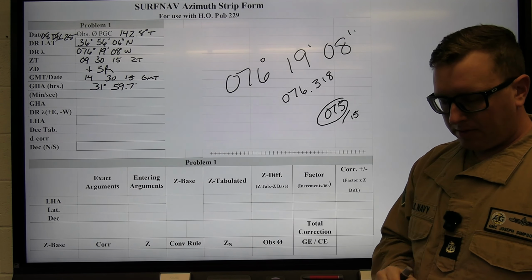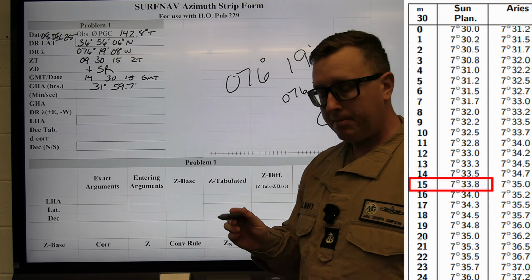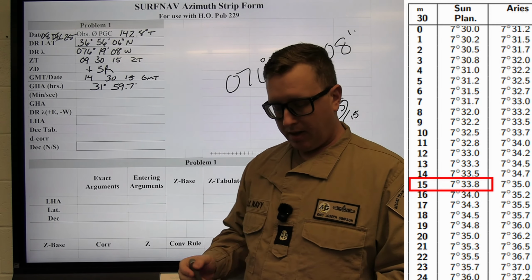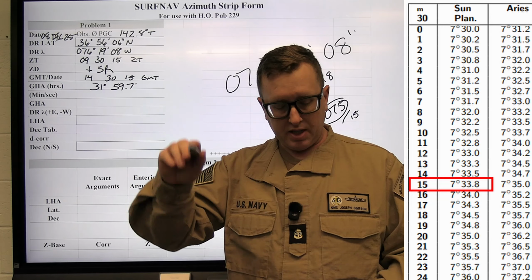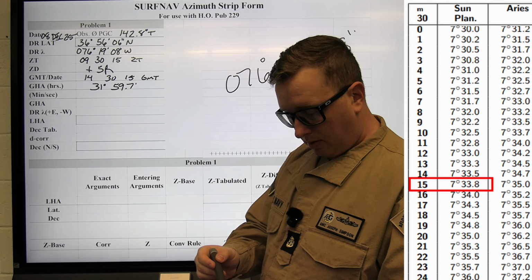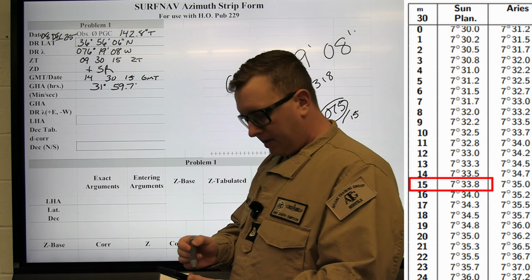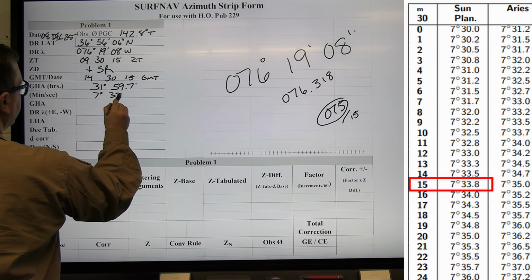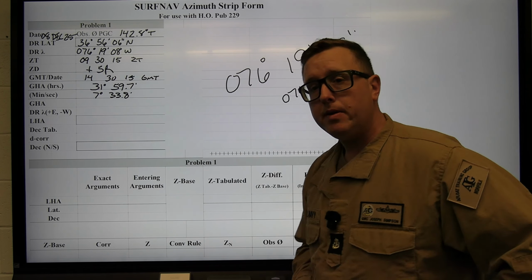Now going to the increments and corrections pages in the back of the book, they're all split off into minutes at the top. We're going to find 30. So we found 30, and within that table you have 0 to 59, covering every second within that minute. We have 15 seconds, so we're going to scroll down and find 15. We got 7 degrees 33.8 minutes. And to find total GHA, all you have to do is add those together.